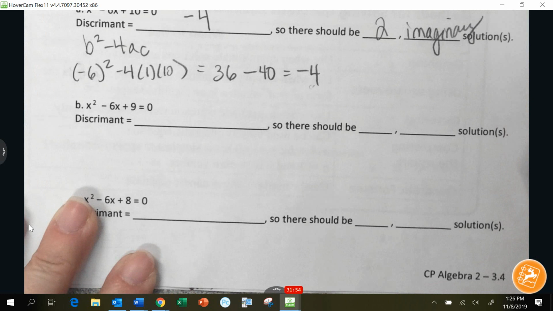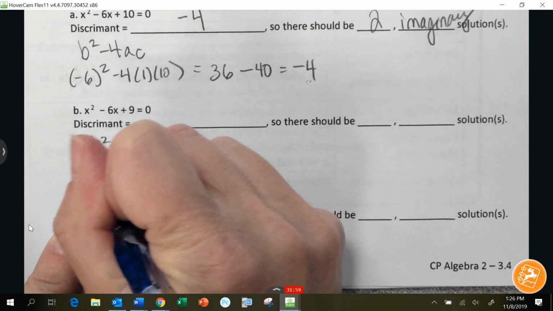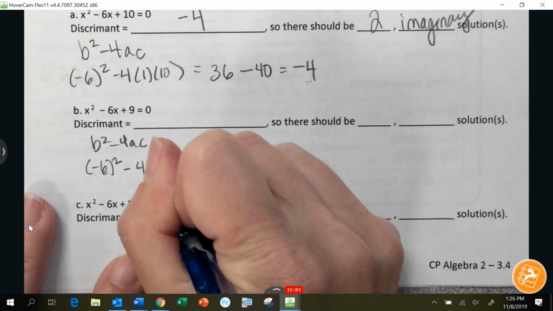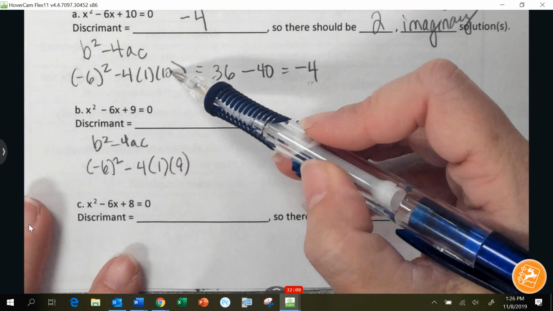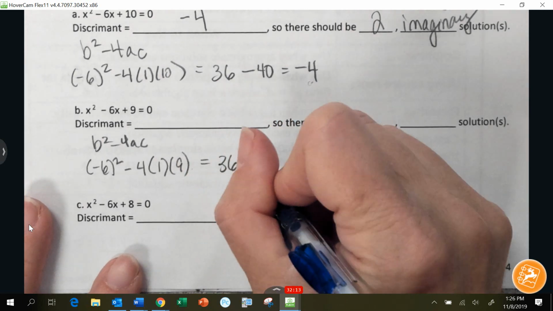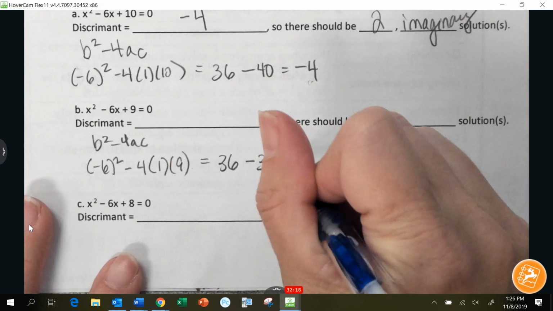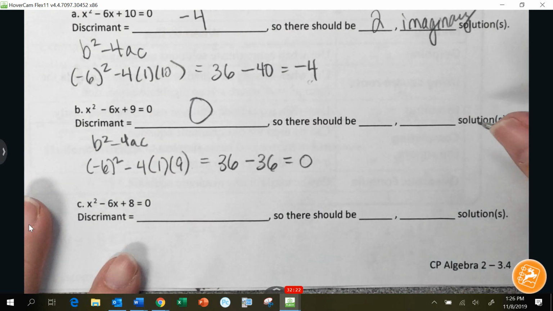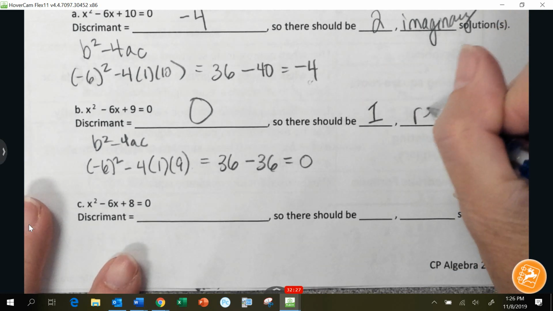So the next one, we're going to do b squared minus 4ac and find our discriminant. Negative 6 squared minus 4 times 1 times 9. You see how this was almost the exact same question, only this one was 10 and this one was 9? So now I have 36 minus 36. What is our discriminant? 0. So how many and what kind of solutions do we have? We have one real solution.